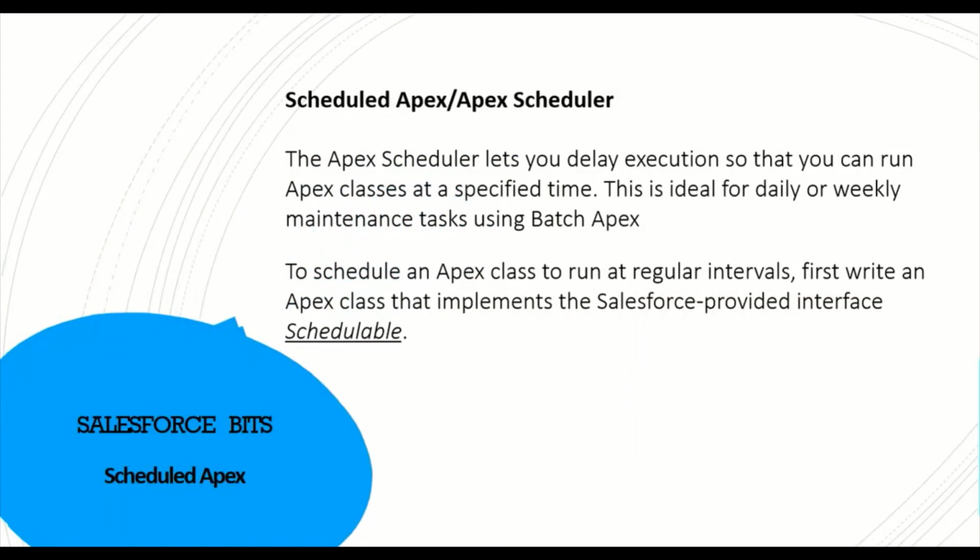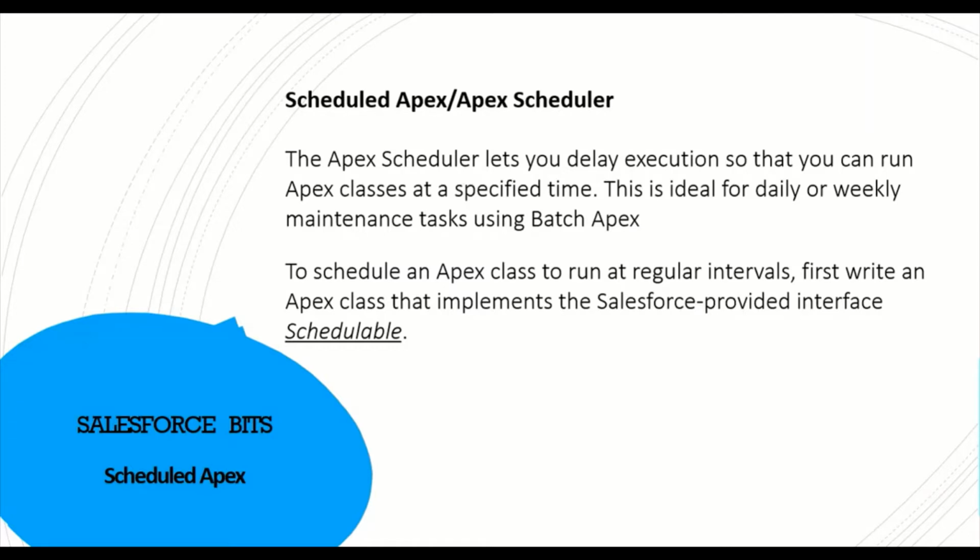So what is scheduled Apex, which is also known as Apex scheduler? It lets you delay the execution so that you can run your Apex classes at any point of time. It allows you to schedule Apex classes which you have created, and you can schedule them to run daily, weekly, or even if you have a batch Apex, you can schedule it to run at a specific point in time as part of the maintenance activities in your org.